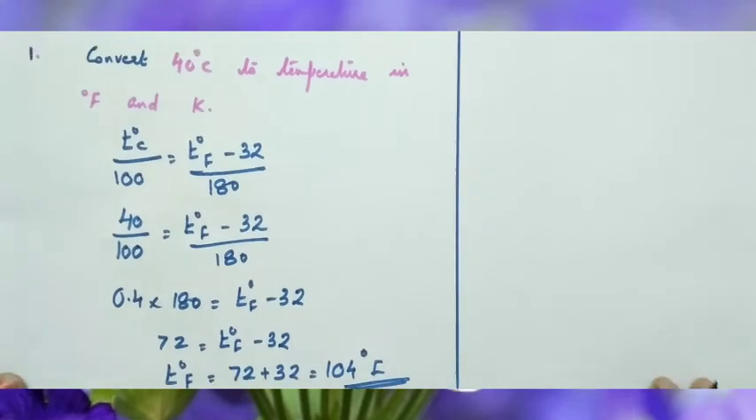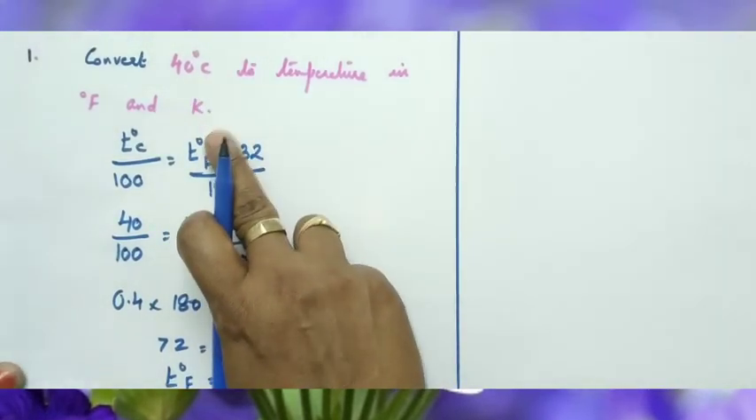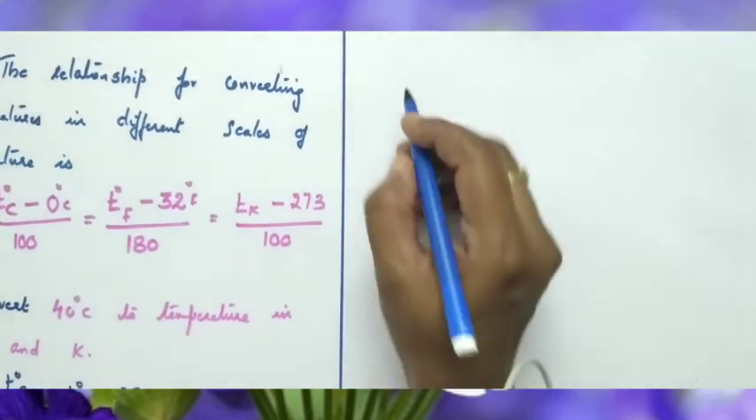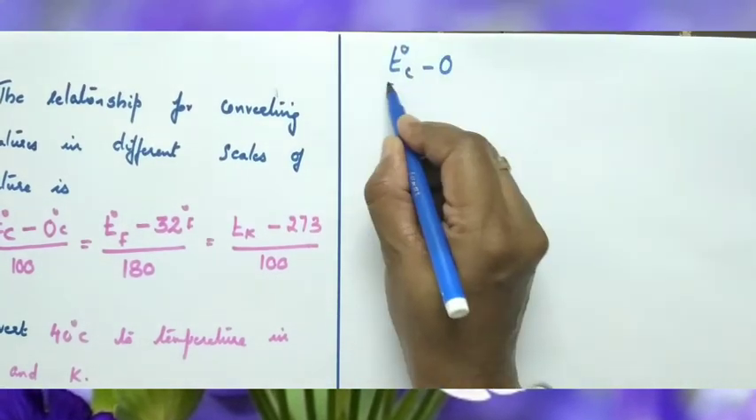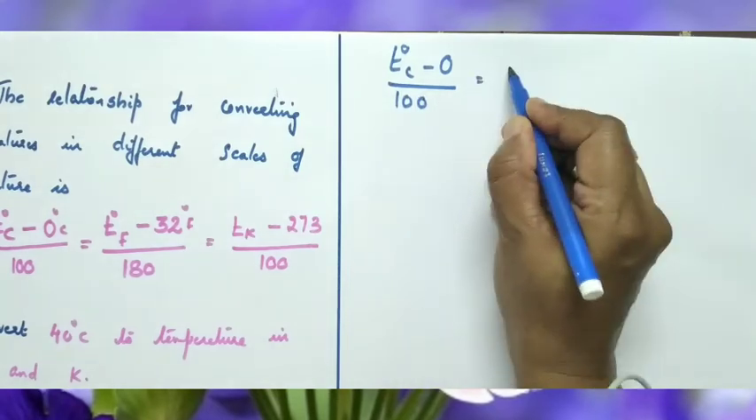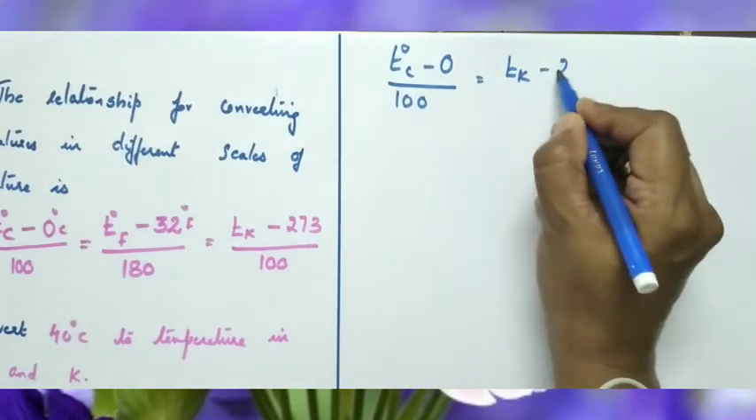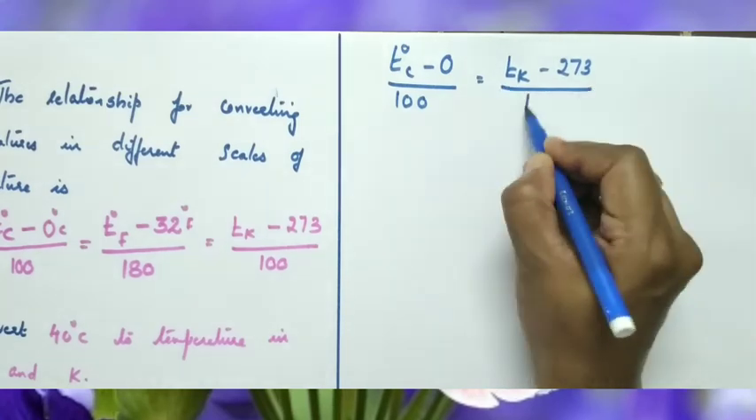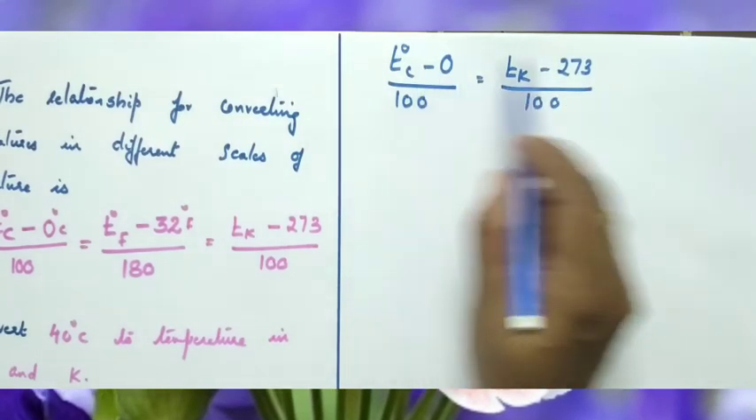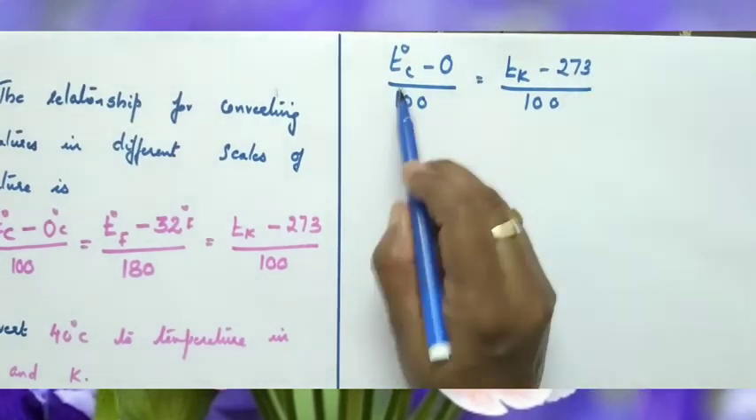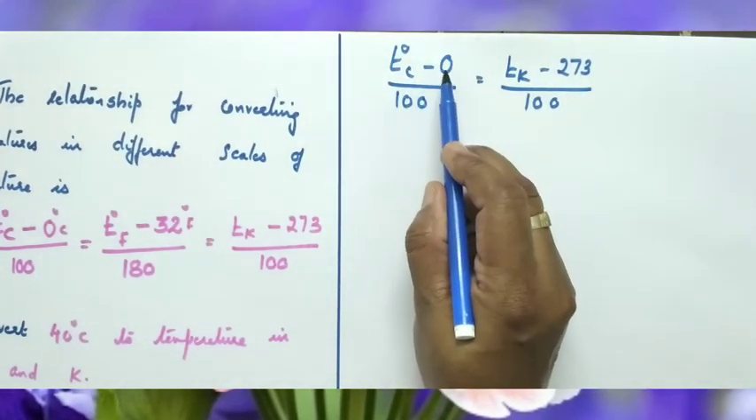Now we can convert degree Celsius to Kelvin scale. So we have again the general relation: T degree Celsius minus its ice point divided by 100 equal to T in Kelvin scale minus 273 divided by 100. This is a general relation. It is not necessary to put 0 here. Since it is a general relation, I have written 0 here because it is the ice point.